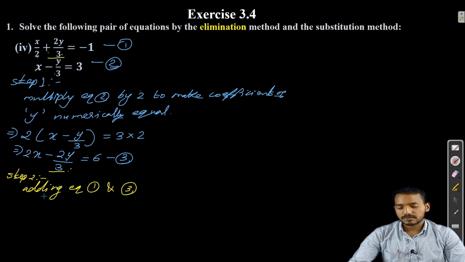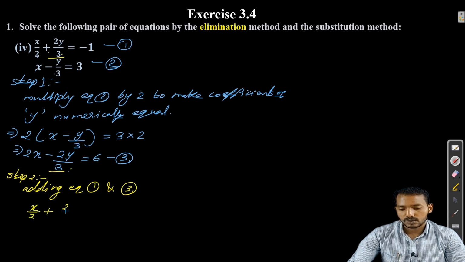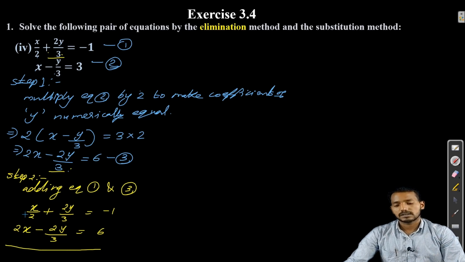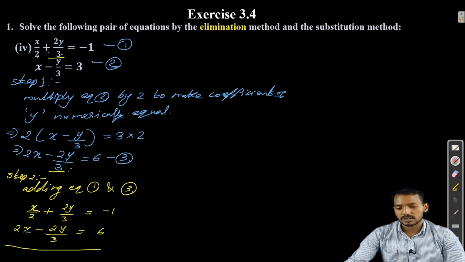So here adding equation 1 and 3, equation 1 is x by 2 plus 2y by 3, which is equal to minus 1, and equation 3 is 2x minus 2y by 3 is equal to 6. Add it. There is no change of sign because these are being added. So x by 2 plus 2x, that will be 5 by 2 x.